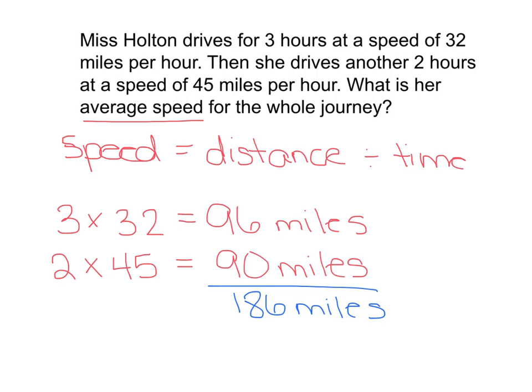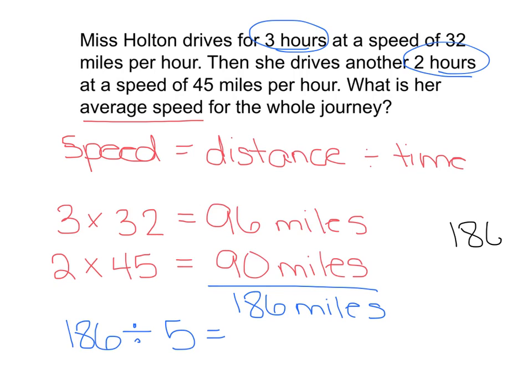So we take our total miles, which was 186, and we divide it by our total time. She drove for 3 hours and she drove for 2 hours. So she drove a total of 5 hours. So we're going to divide it by 5. Do our work on the side over here. So we have 186 divided by 5.